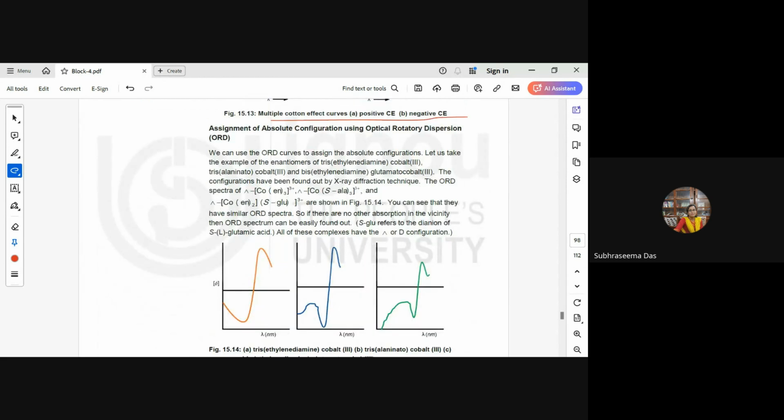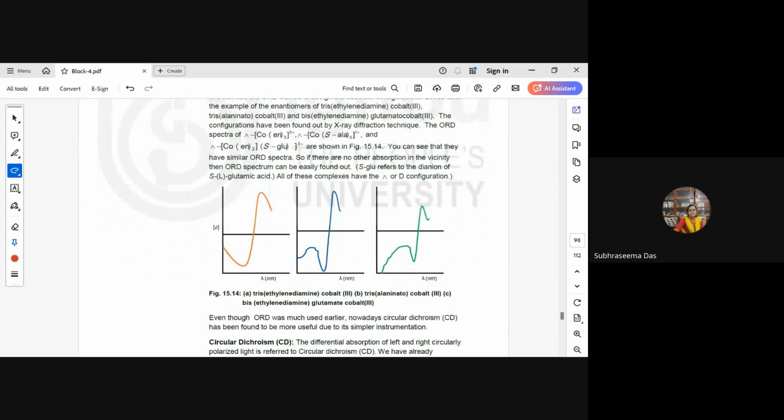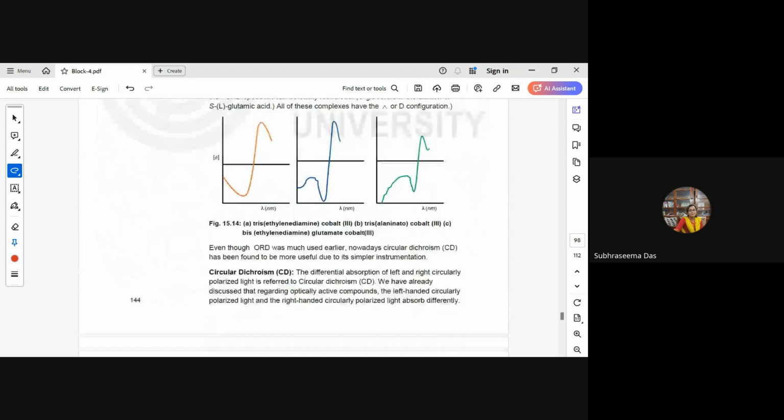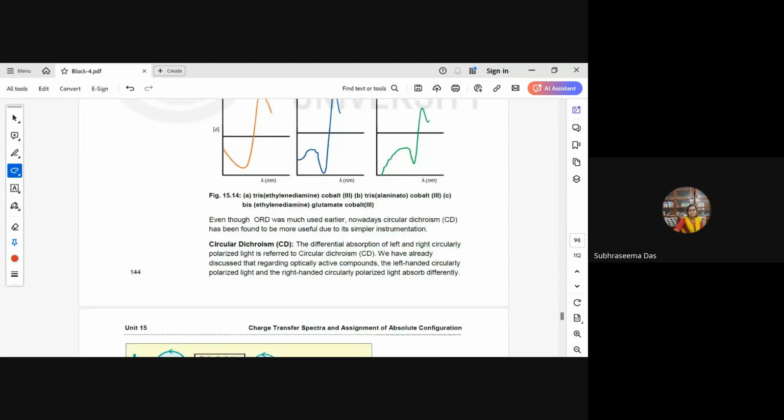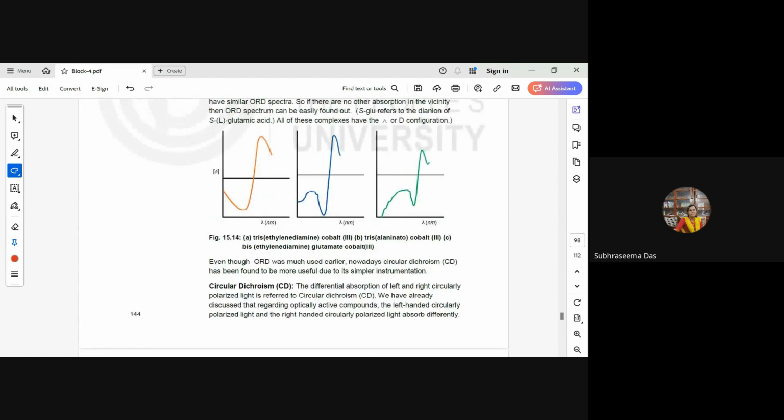Now, assignment of configuration using ORD. The ORD has been used to assign configuration based on looking at the curves that we have obtained. Even though these are the curves that have been obtained, nowadays this process is not followed, and much of the work focuses on circular dichroism.